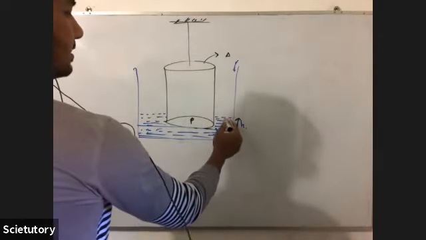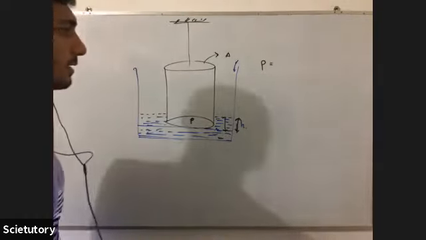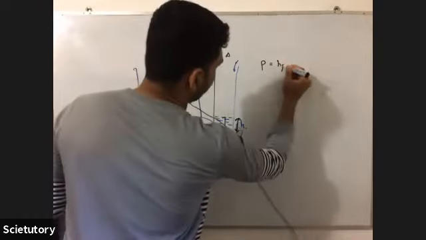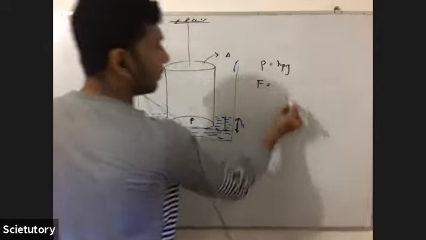From this level, the height is h. What do you think about the pressure P? H rho G. H rho G. That is very simple. No? What do you think about the force by water, due to water?